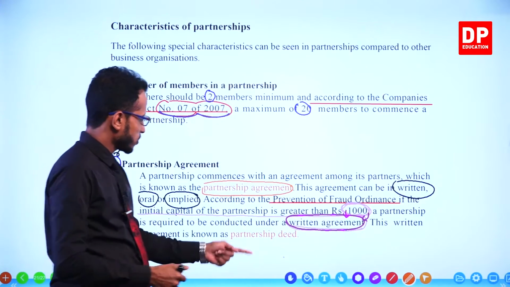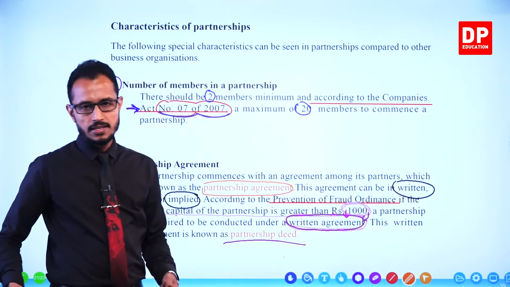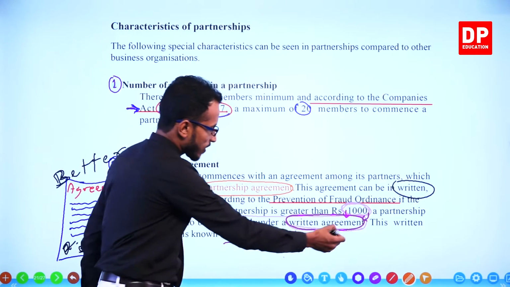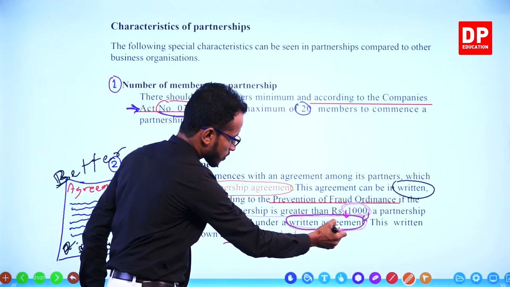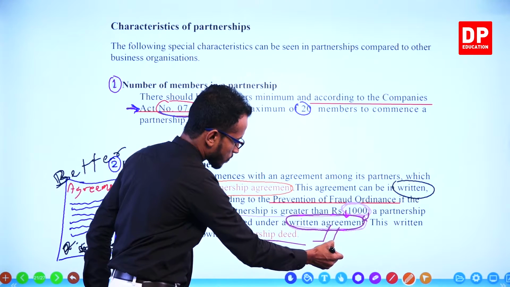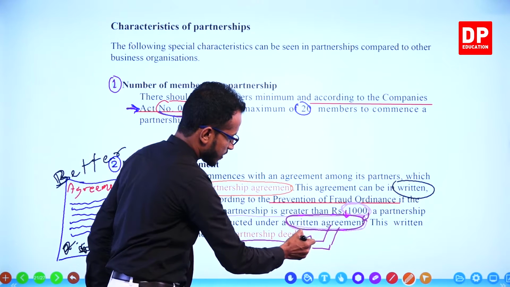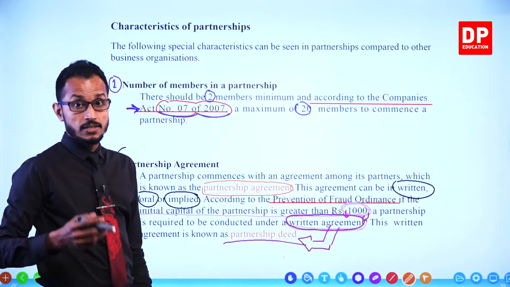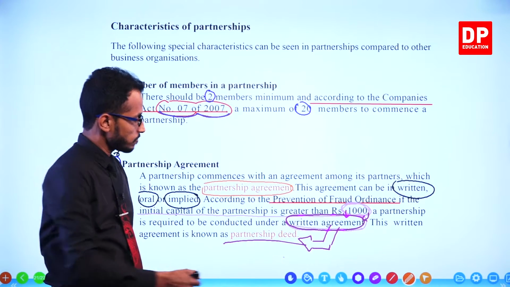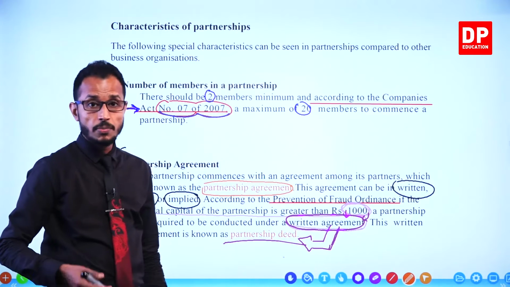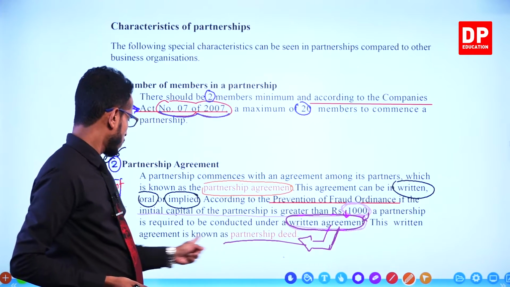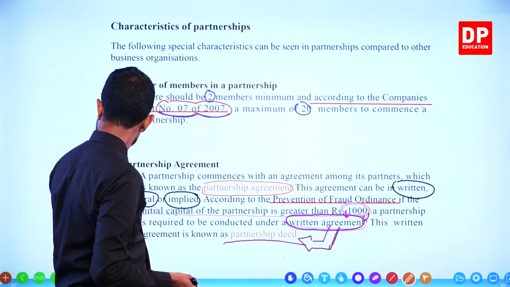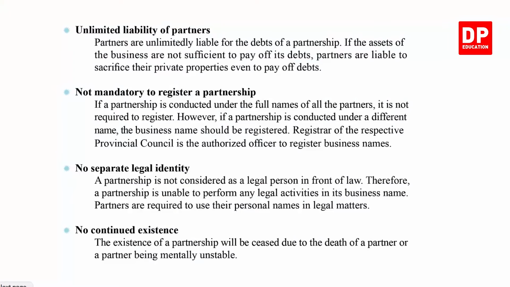This written agreement is known as the deed. There you go. That is something you must remember. The agreement is called the deed. Okay? The written agreement of a partnership is called the deed. Okay, right, let's go forward.